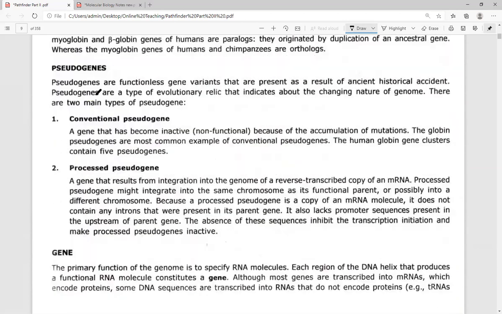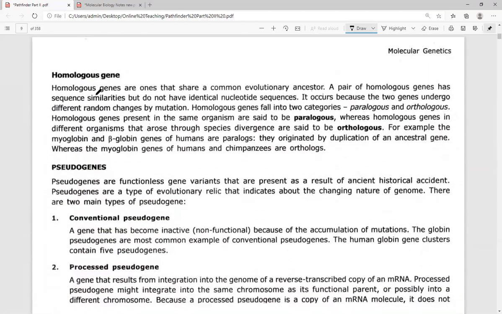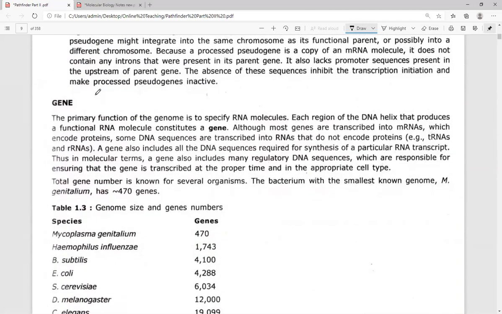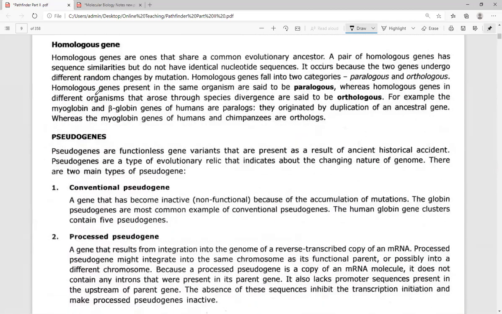Now, pseudogenes. When you talk about the pseudogenes, then also you talk about two different types of genes. One is referred to as the homologous gene, another one is referred to as the pseudogenes. Now, what do you mean by homologous gene? Homologous genes are a type of genes that share a common ancestry. Then it is referred to as a homologous gene. Okay, when the gene possesses a common ancestry, it is called the homologous gene.